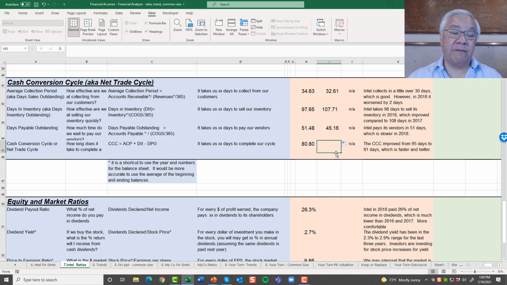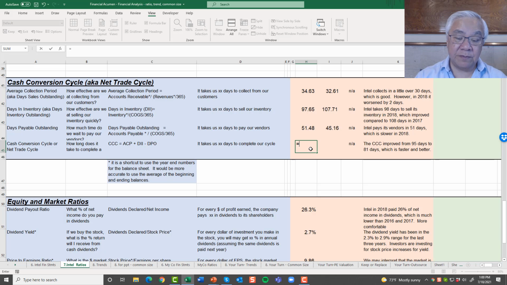And that went from 45. So we're actually stretching out our payment a little bit more. And that would have an impact on the overall CCC. The overall CCC is equal to the days to collect plus the days to sell minus the time our vendors give us to pay them. The answer is 80.8. We'll copy that.